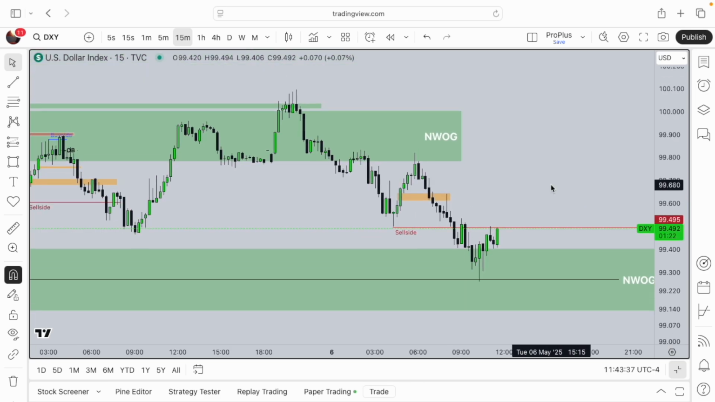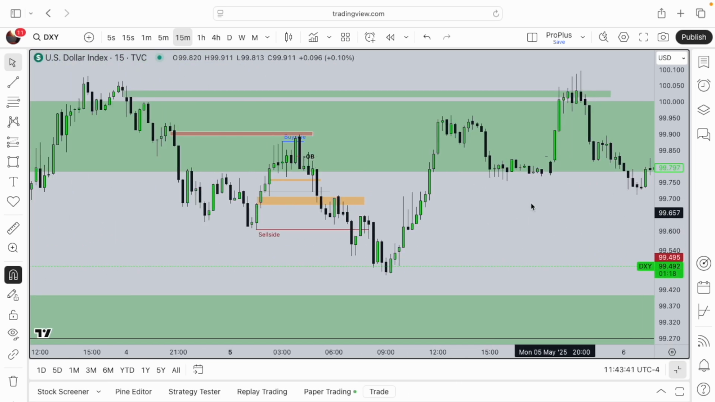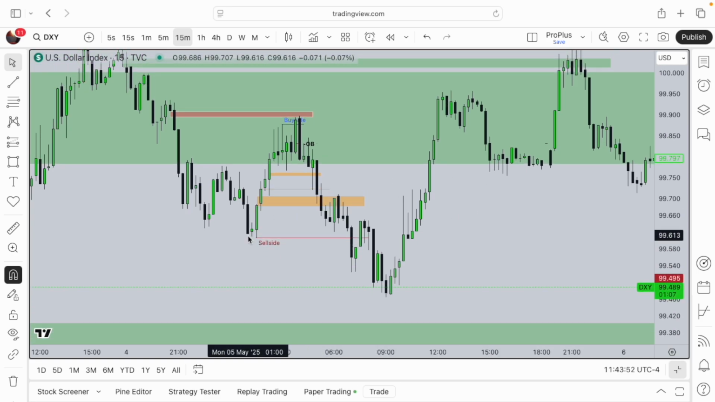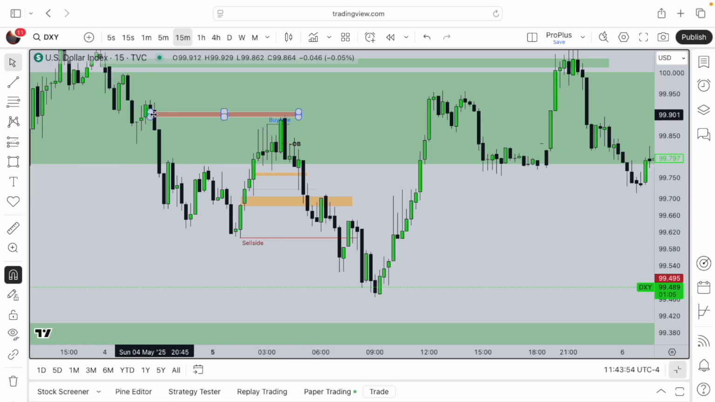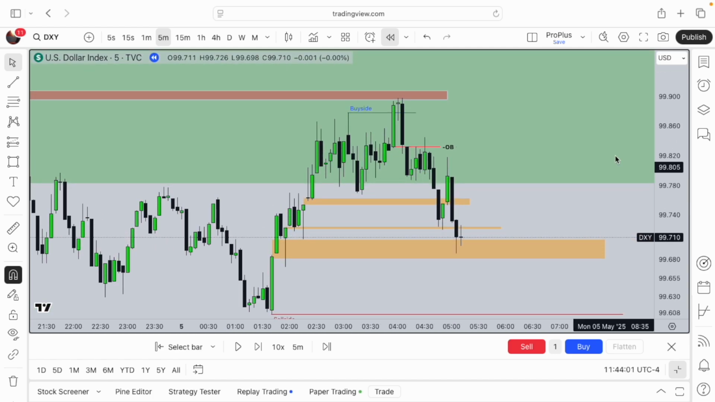So let's go on to yesterday's price action. Let's start on the dollar. So pre-London session, trades up higher. Where is it? Yeah, it's here. Pre-London session, trades up higher, back into what? Let's go on to the 5. Keep on the 5.